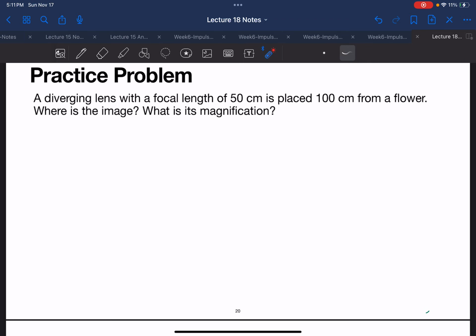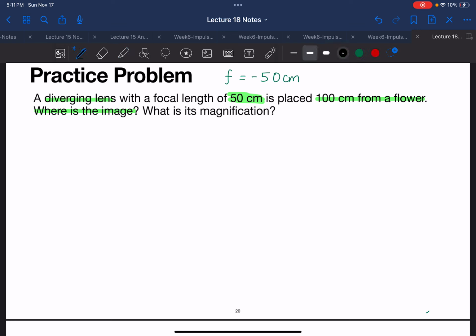So in this practice problem, we have a diverging lens with a focal length of 50 centimeters. As I just mentioned, the moment the question tells us that it's a diverging lens, even though this is given to us as a positive value, we need to realize when we're using the equations, we need to plug this in as a focal length of minus 50 centimeters. So we have a diverging lens with a focal length of 50 centimeters. It's placed 100 centimeters from a flower. So our object here is some flower that is 100 centimeters from the lens. Where is the image? That's what the question is asking.